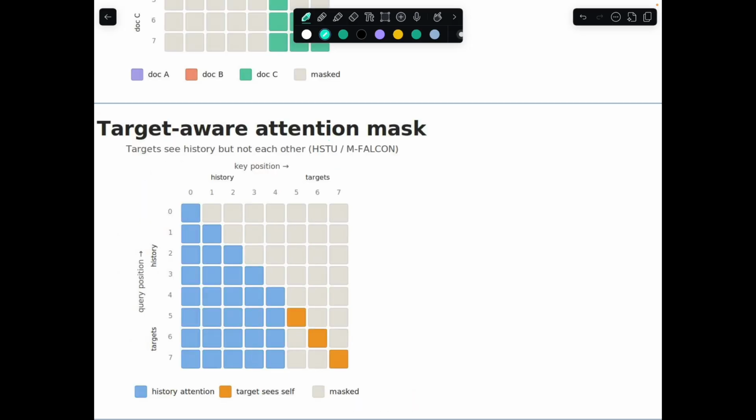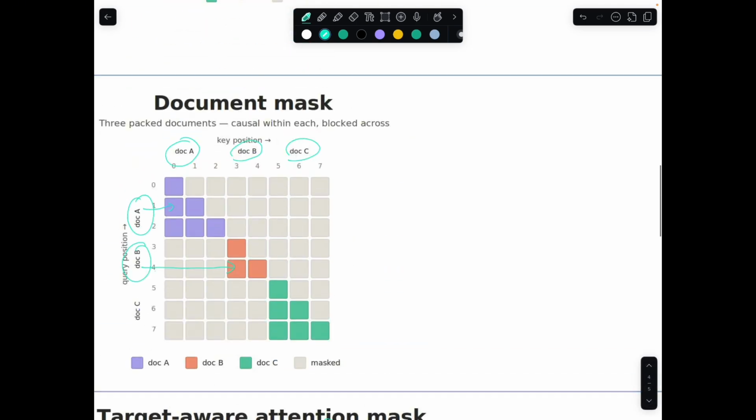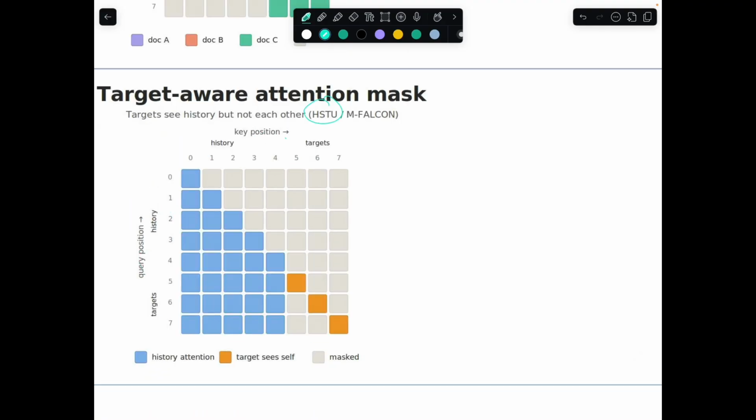Lastly, we'll talk about the target-aware attention mask. It is similar to the document attention mask. For documents, you have documents A, B, and C. For the target-aware attention mask, you have your history, and you also have your targets. Each target is a prediction candidate. Target-aware attention says these three targets, 1, 2, 3, are able to see the user history, but they shouldn't be able to see each other because they are all prediction candidates.